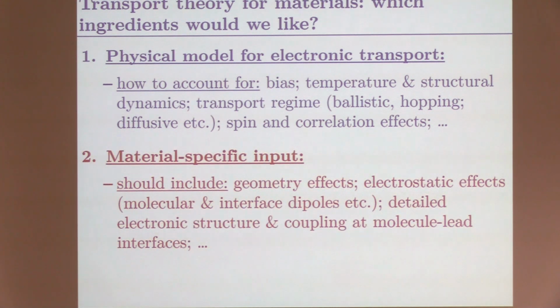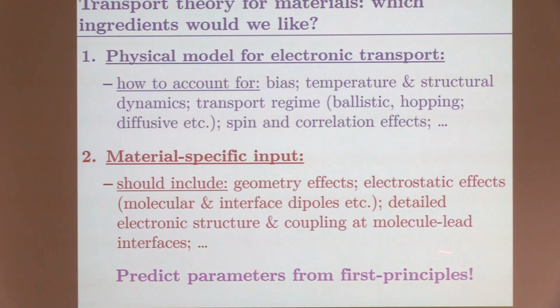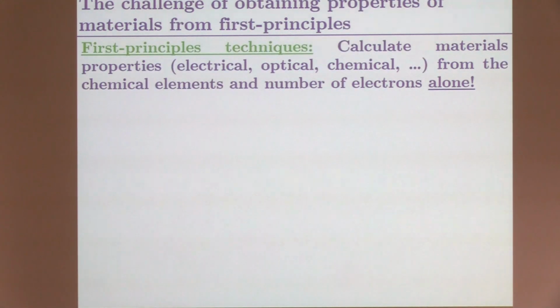Now, one way to do that, and this will be the main focus of the talk, is to work with first principles theory. I will explain what it means, to use it to predict material-specific parameters that then enter physical models to describe electronic transport in these systems. Now, what are first principles techniques? In one sentence, it means that I would like to calculate material properties just by knowing the chemical elements in the system and the number of the electrons. So if you give me a system, this is all I know.